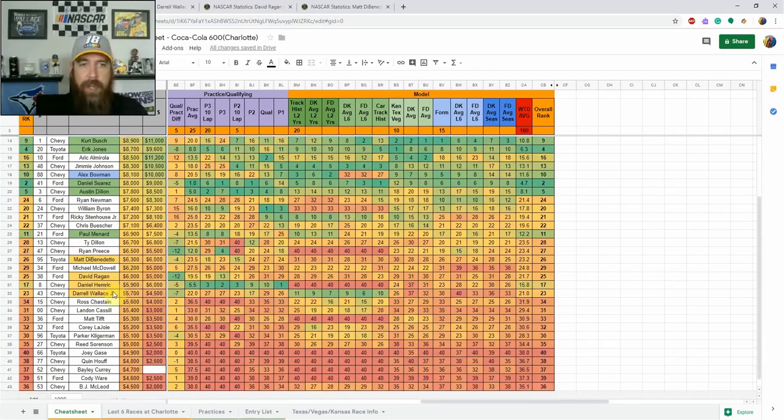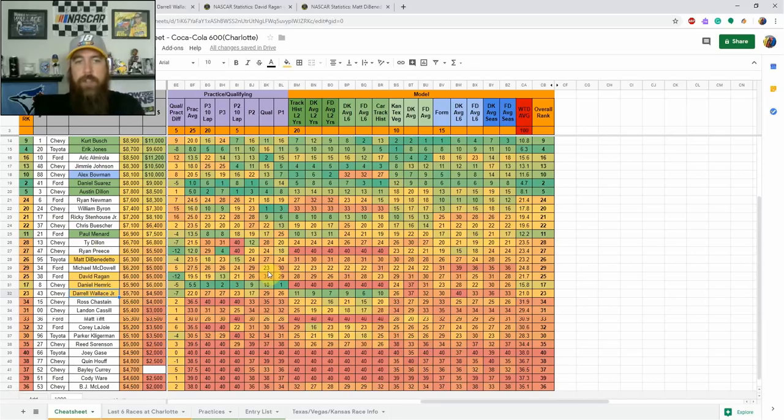Some cheap plays I'm looking at this week. Darrell Wallace Jr. starting 29th. I think he's got some place differential upside. I think he's more of a 25th place car. 20th to 25th, I think, is where we can probably see him finish this week. So that makes him a nice value play in the sub-6K range, 4,500 on FanDuel. I talked about Daniel Hemric.